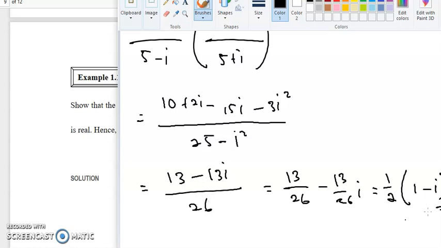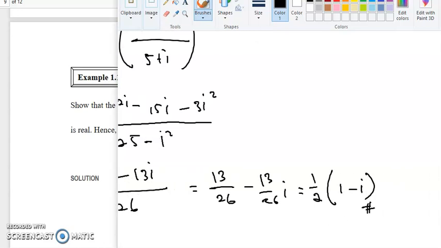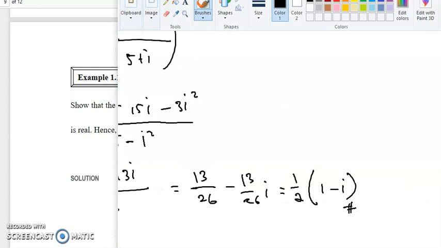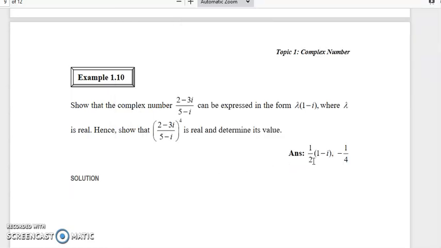Simplify this one, so as I told you, we are going to make it into the form of a complex number, right? So you'll be having 13 over 26 minus 13 over 26 i. Simplify this one. Actually, you can factor out the 1 over 2 outside, so you'll be having (1 minus i) here. So therefore, you already got the answer, this one.